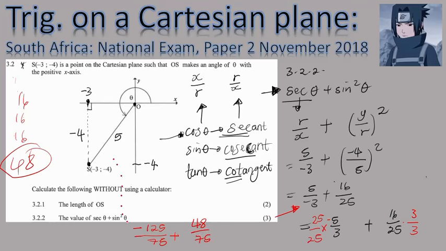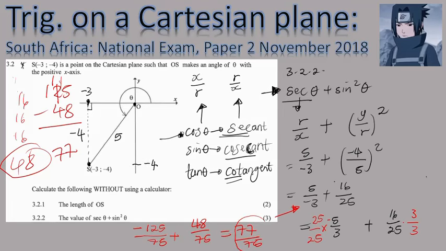Now I have 125 minus 48. Borrow 1 here, it becomes 15 this side. 15 minus 8 is equal to 7. Then here I borrow 1, so it's 11, and this part becomes 7. So I have 77, which is equal to 77 over 75. That's the answer I'm getting. That's the final answer for 3.2.2.